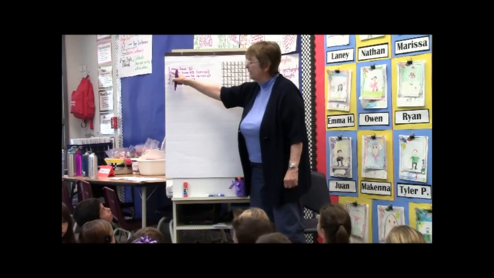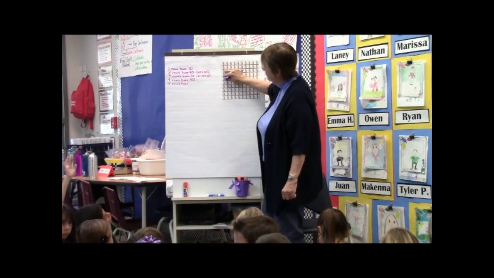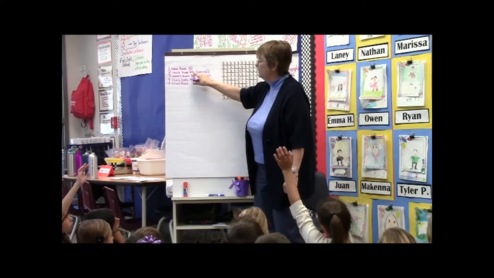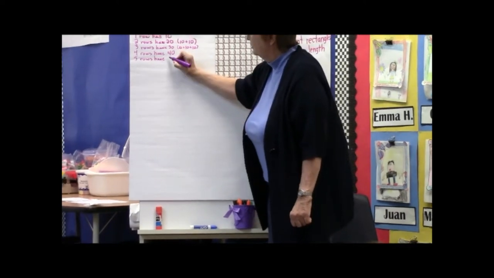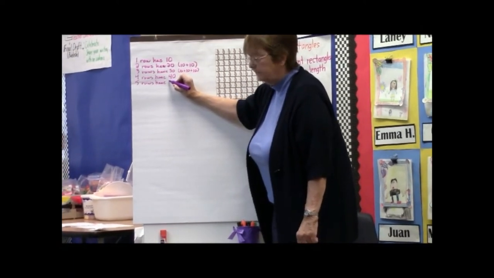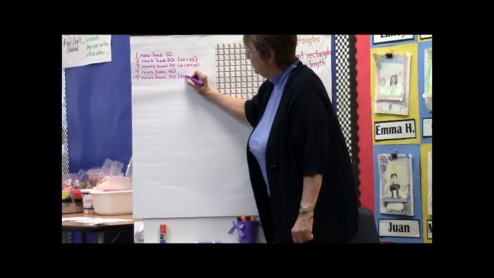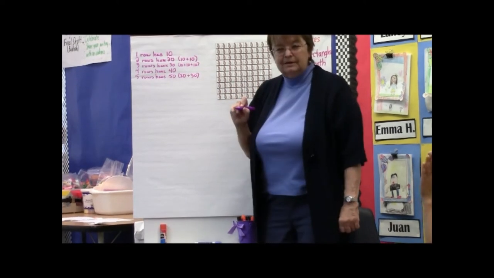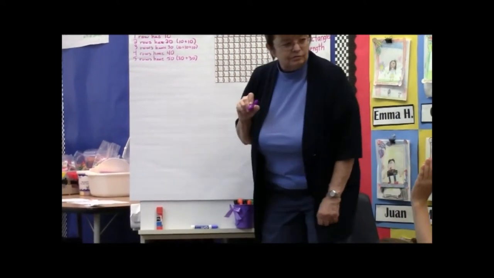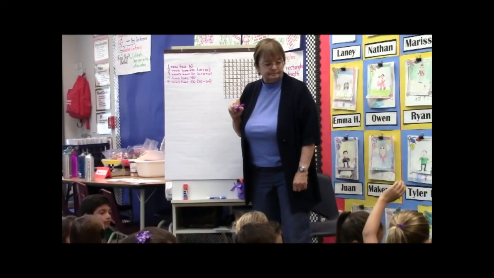I just added the... because 5 was made up of 2 rows and 3 rows. So you knew that 2 rows had 20 and 3 rows had 30. So you got 50 because 2 rows made 20 and 3 rows made 30. Did somebody, McKenna, can you tell us how you did it?